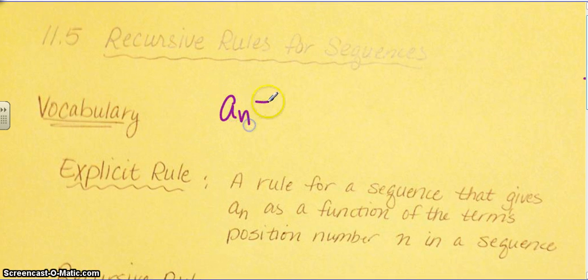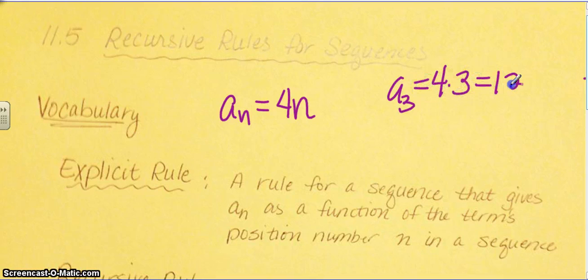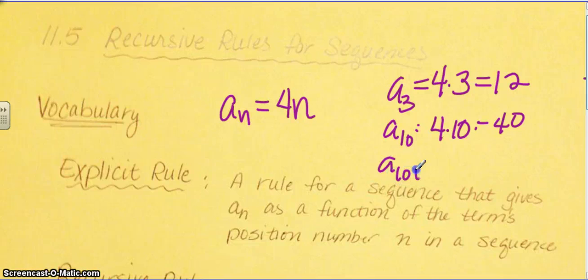If I want to know what a sub n is, here's the rule. So I could figure out what a sub whatever is. I could do a sub 3 just by putting in 3 for n. I could do a sub 10. So I get 40. I could do a sub 100. I can do any term that I feel like, and all I have to do is figure out whichever term I want and put that number right here, and that will give me a sub n. I could do a sub 500, a sub 5 million. Doesn't matter, it would be really easy to calculate using this explicit rule.